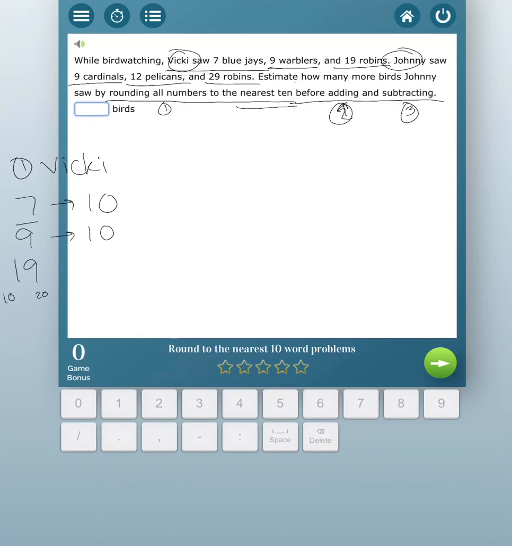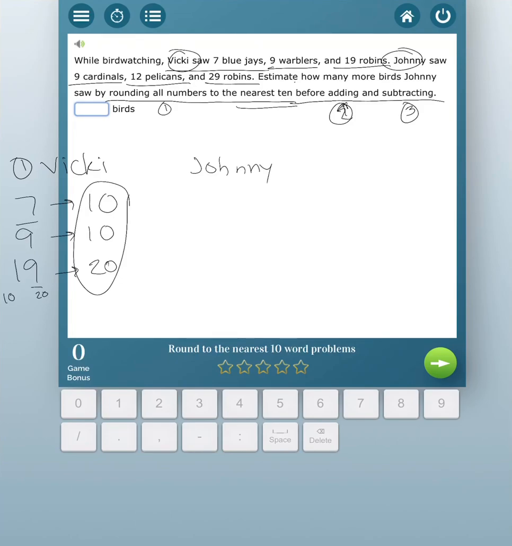Okay, I look into my ones place. It's a 9. It's greater than 5, so that means I'm rounding up. Okay, so that means this 19 is going to become a 20. Now I have all my new numbers for Vicky. I already rounded, but that's not it. Now I need to do Johnny's. Okay, now I need to round Johnny's.